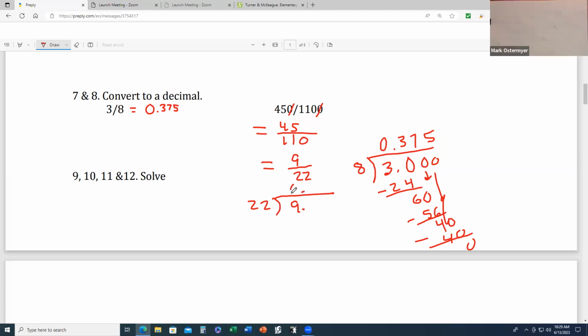22 divides into 9 0 times. Add a 0. 22 divides into 90 how many times? 4 times. 4 times 22 is what? 88. What's 90 minus 88? 2. Yes. Add a 0, drop a 0 down. 22 divided into 20, 0 times. Add a 0, drop a 0 down. 22 divided into 200.